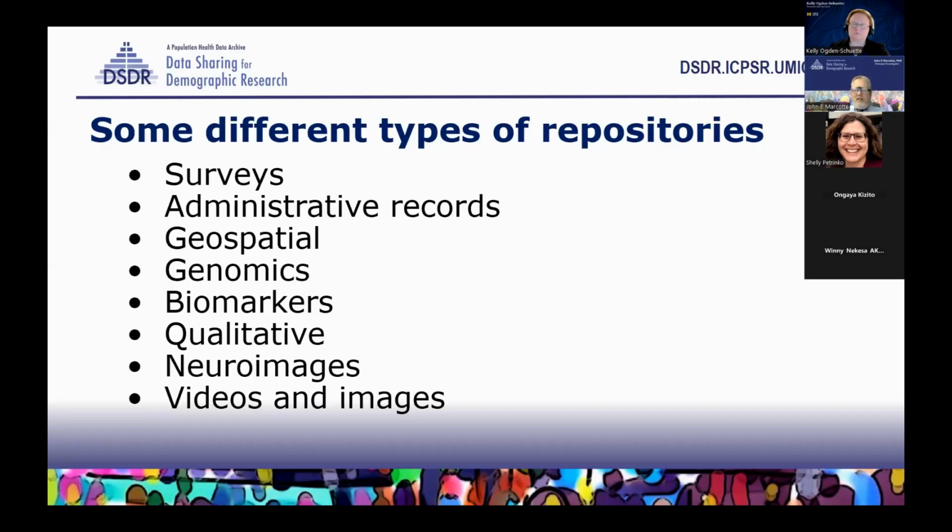Qualitative data. This is a big area for us where people want to have the richness of in-depth interviews, but how does that relate to these others? How does the metadata scheme? Neuroimages and videos and images. Now we're getting circumstances where people do record some interviews with people. It's a kind of enhanced qualitative, but people want to be able to use videos and images. And that's just an example of the different things.